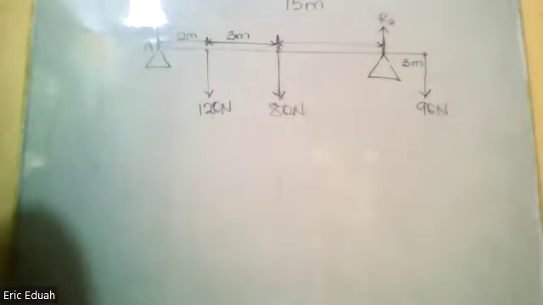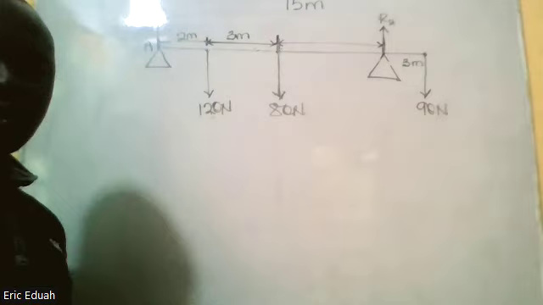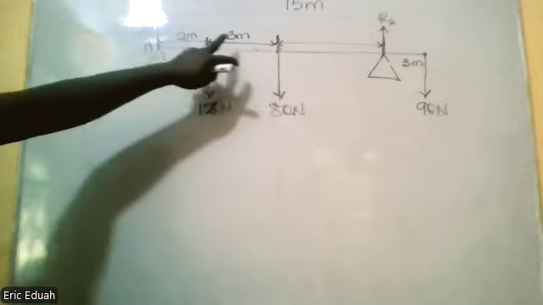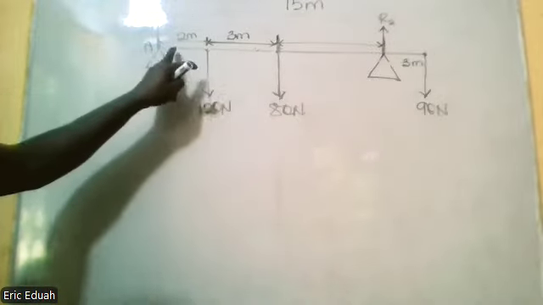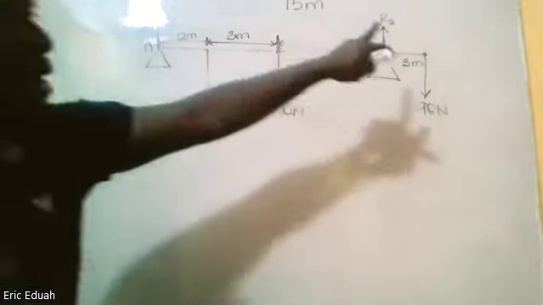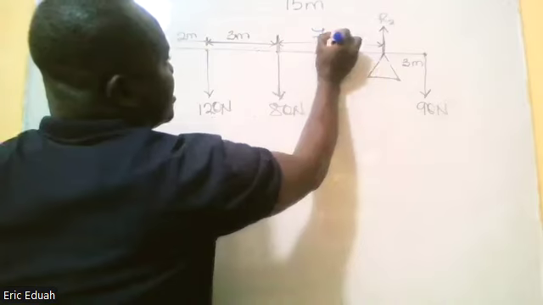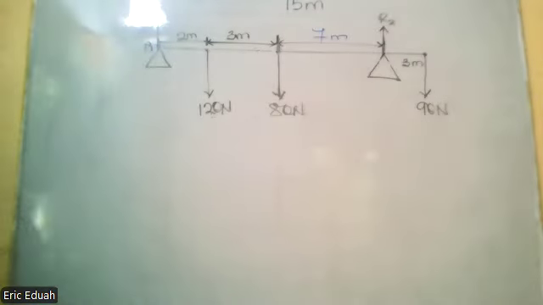Yes, can somebody help me out? What will be the dimension? 7 meters. How did you get that? How did you get 7? Yes, I added the 2 plus the 3 plus the 3. Okay, and I got 8.5. Yes, please. Thank you. So this must be 7 meters.